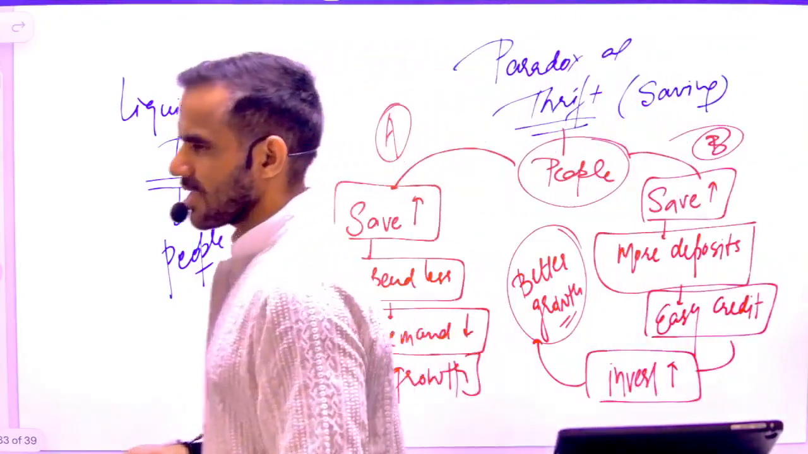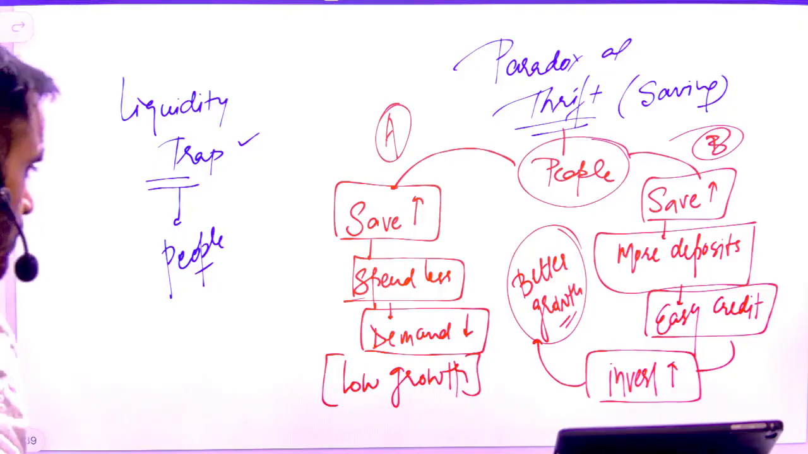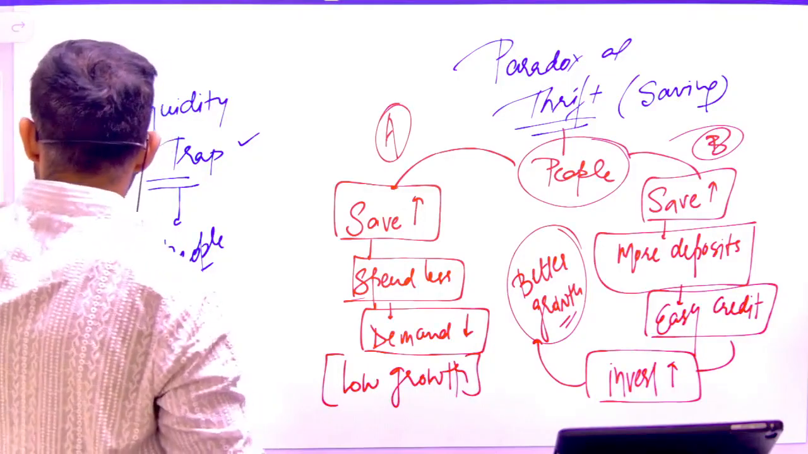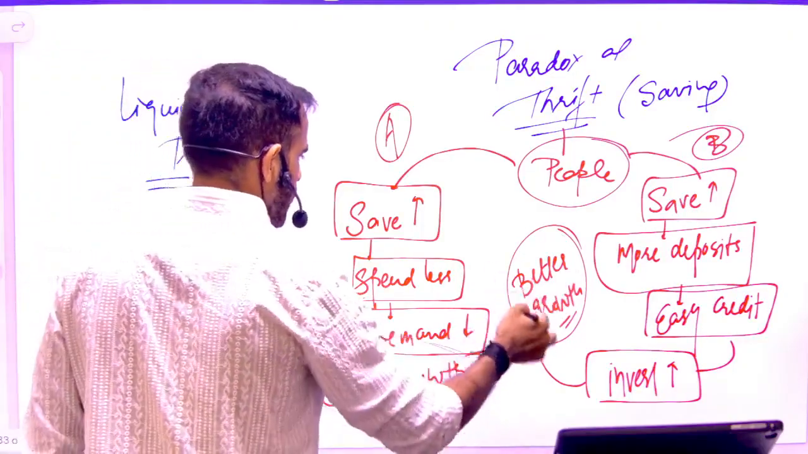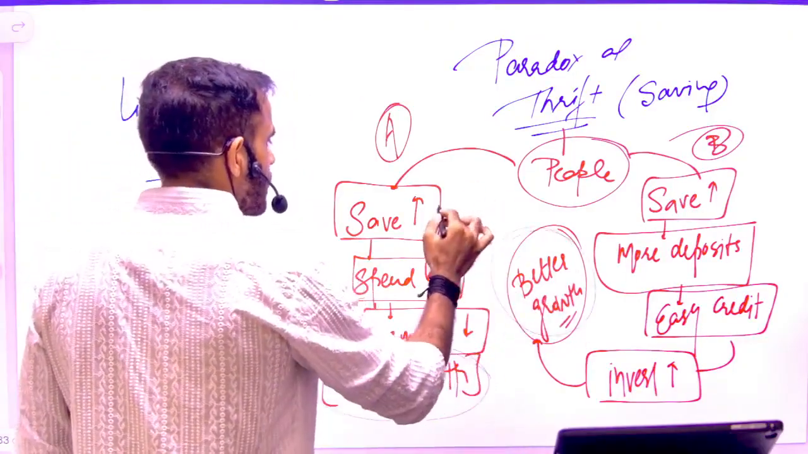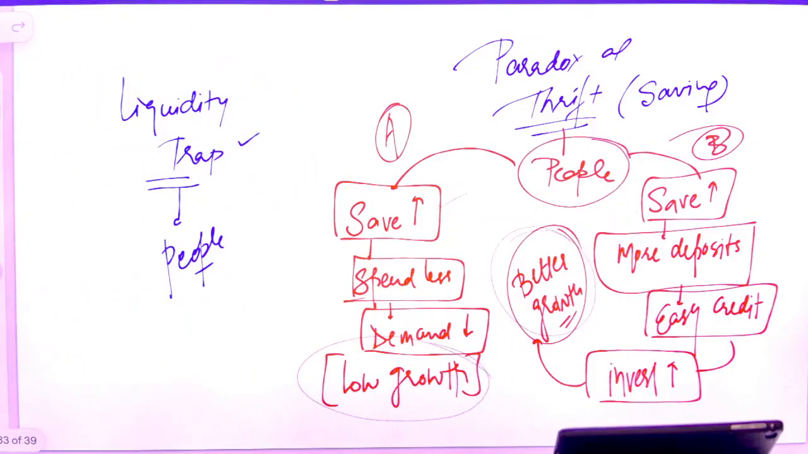Scenario A is saying that if people save more money, it will lead to low economic growth. Scenario B is saying that if people save more money, it will lead to more growth. So these are two contradictory scenarios. One is saying that the growth will be low, the other is saying the growth will be high. Both are saying it will happen because of the same saving. That is why it is referred to as the paradox of thrift.